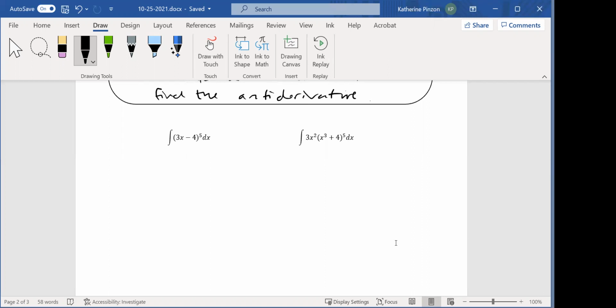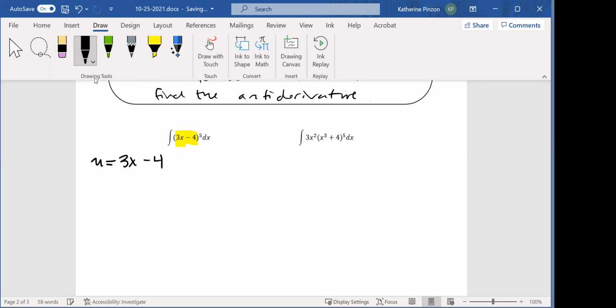So if I start with this first antiderivative here, the integral of 3x minus 4 to the 5th dx, what would you pick as your inside function u? 3x minus 4. Yeah, so my inside function u is this 3x minus 4.